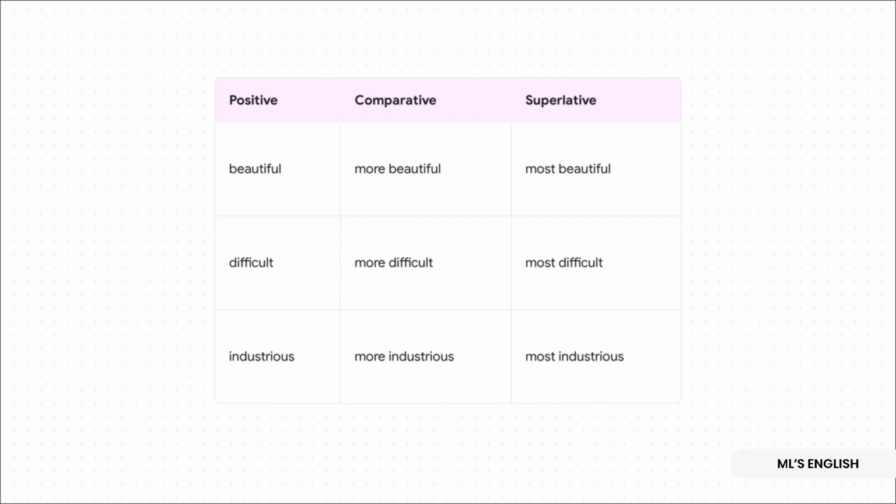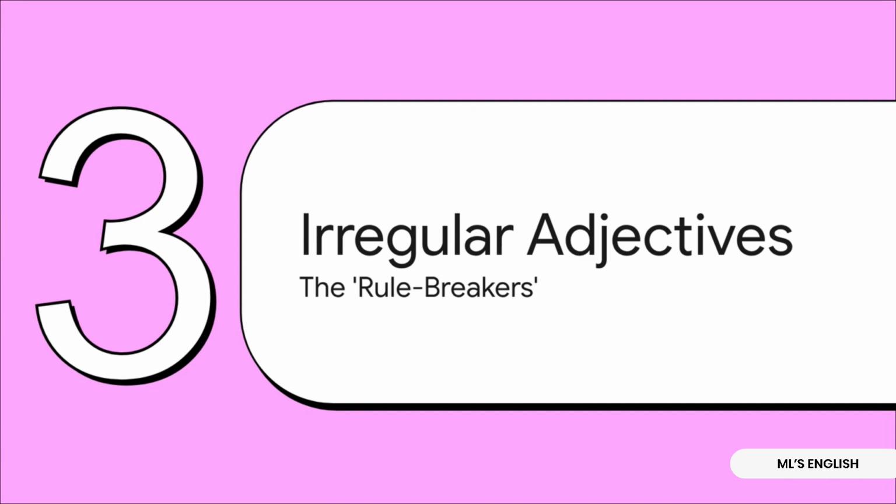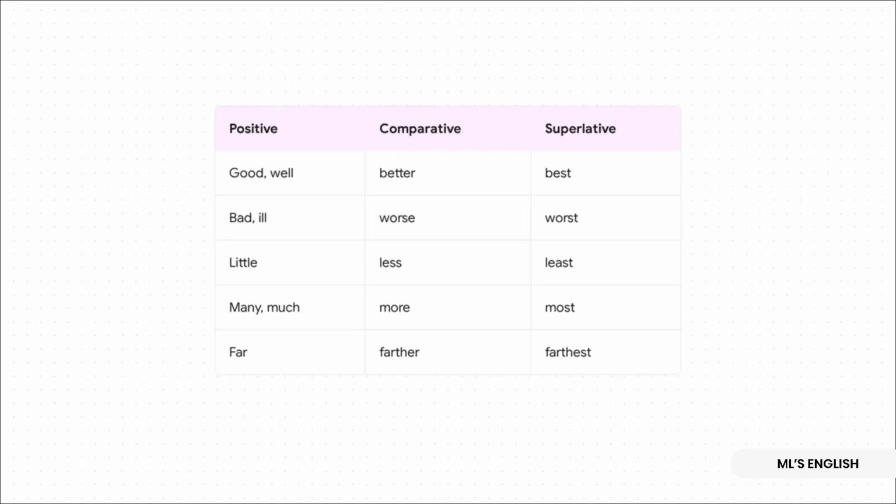So the simple takeaway is, short words get endings, long words get helper words. Of course, English just loves to have its exceptions. These are the irregular adjectives, the ones that play by their own rules. But don't worry, there really aren't that many, and learning them is what will make you sound like a real pro. Think of them as the fun ones. And here are the most important rule breakers you need to know.